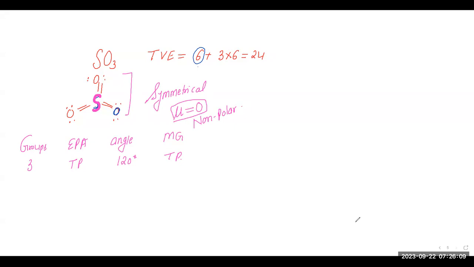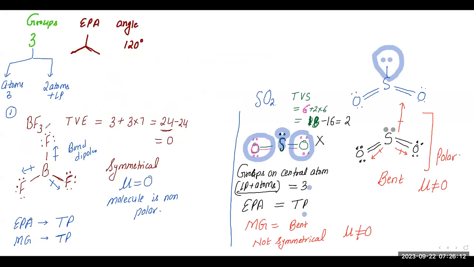So in group 3, there are 2 shapes. If all the 3 groups are atoms, then it is trigonal planar. But out of 3, if one is a lone pair and 2 are atoms, then it's going to be bent. This is an example of bent. Is it okay?